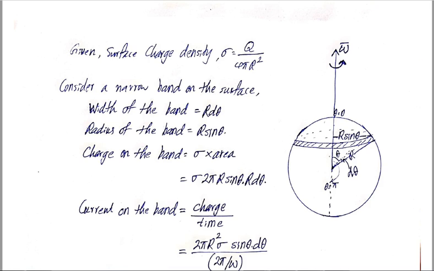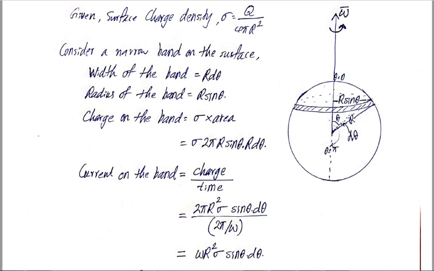The time taken by this band to rotate once is equal to the period of the sphere. The period of rotation of the sphere is capital T, and that period will be equal to 2 pi by omega, if omega is the angular velocity of rotation. Therefore we see that the current on the band is 2 pi r square sigma sin theta d theta by 2 pi by omega. That is equal to, omega comes into the numerator, 2 pi and 2 pi get cancelled, omega r square sigma sin theta d theta. So this is the current on the band.